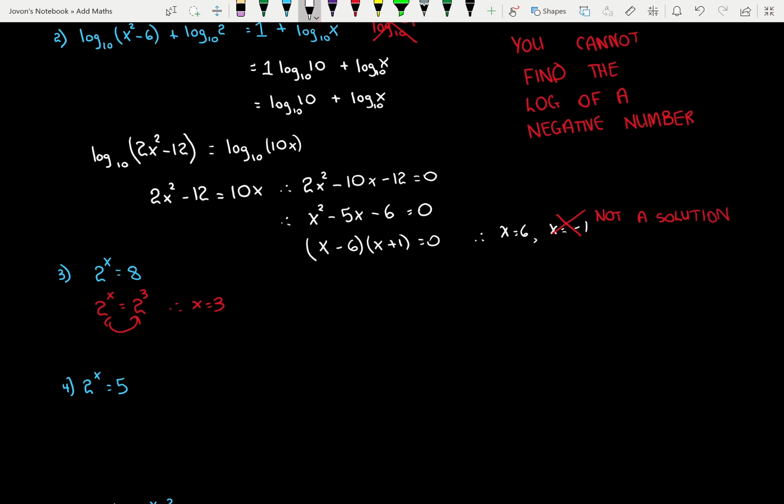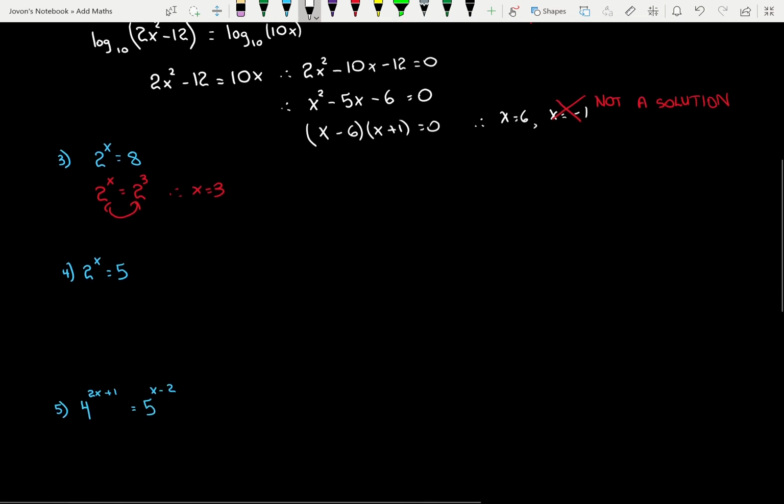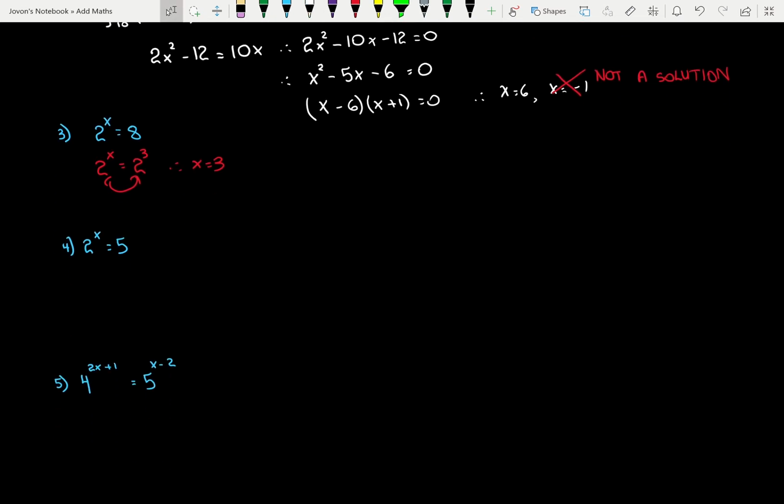But what if we have a case where we can't write it in the form of 2 to the power of some number? Take for example this one, 2 to the power x is equal to 5. We don't know what number 2 must be raised to in order to equal 5. We don't know what that number is. So what we need to do in a case like this is use logs.